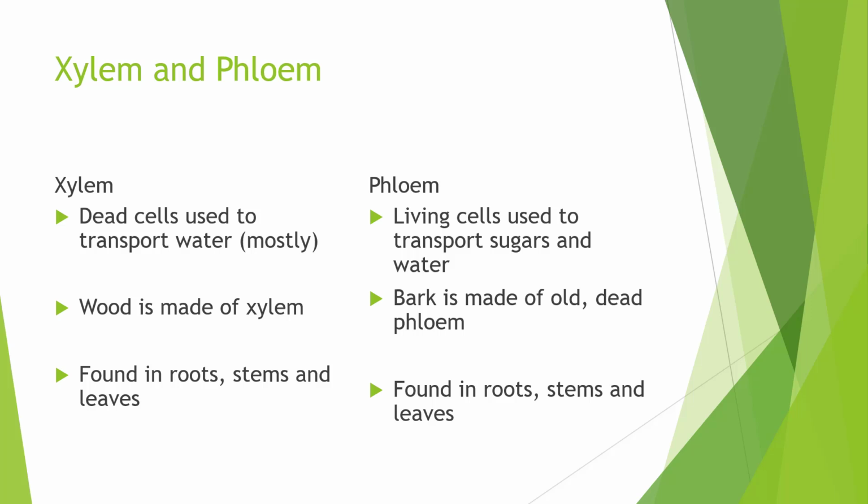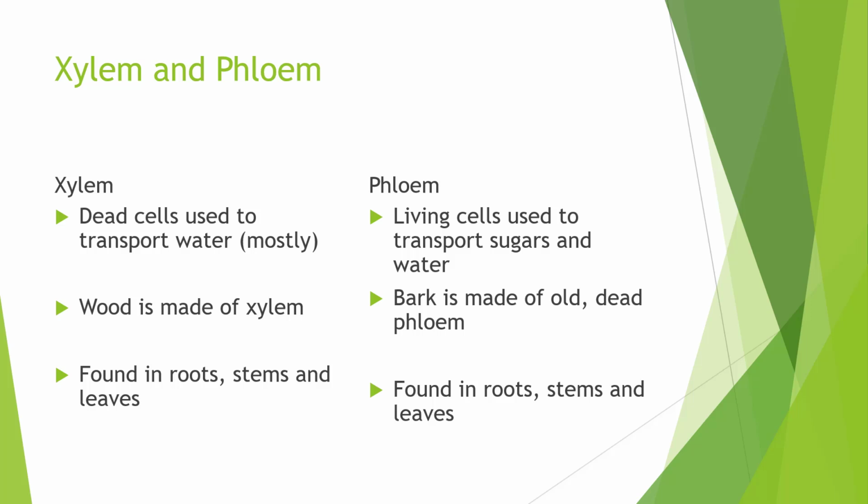Phloem are living cells with cell membranes and nuclei, and they're used to transport sugars, and they're used to transport water as well. The bark is actually made of old dead phloem because sometimes phloem does die and it's dying on the outside of the plant. We're going to take a closer look at this later. Roots, stems, and leaves have phloem.